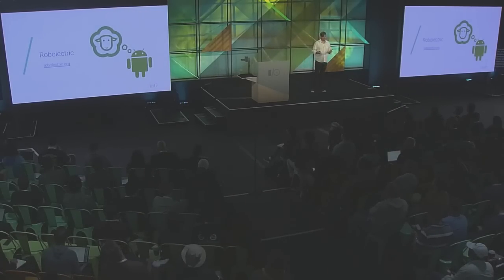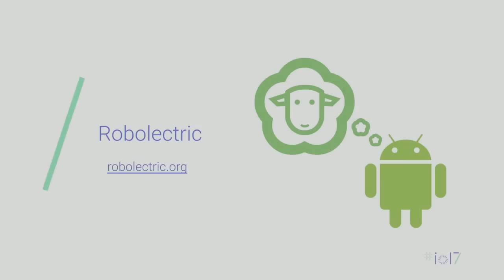Well, luckily, there's a tool that helps address some of these issues. So introducing Robolectric. Robolectric is an Android unit testing tool that's open source that we're actively contributing to. And to tell you more about how you can write great tests with Robolectric, I'm going to hand you over to Christian Williams, the original author of Robolectric.